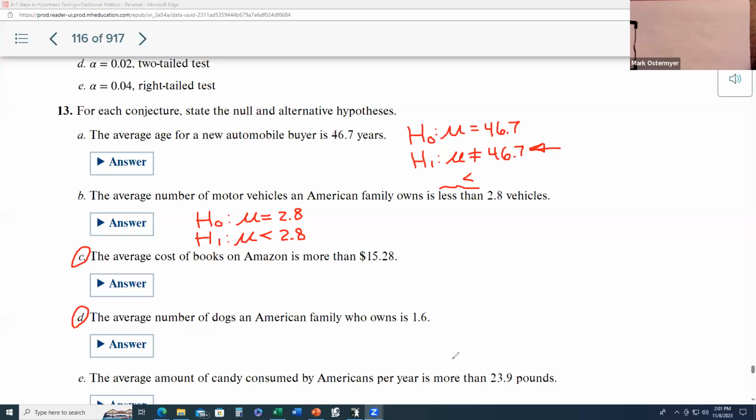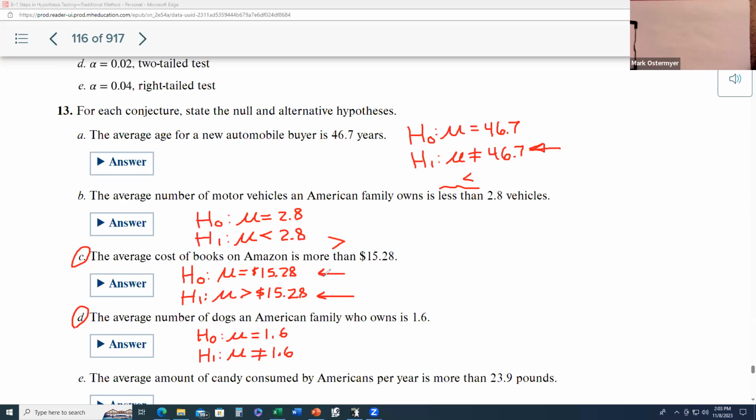All right, let's see if we can take a look at these and see if you've had any success in setting up the hypotheses that would be tested, warranted by the statement that is put forth. So here we go. Number C says the average cost of books on Amazon is more than $15.28. More than means greater than. So therefore, that would constitute your alternative statement. And your null hypothesis, therefore, would have to be the complementary statement that says the mean is equal to $15.28.